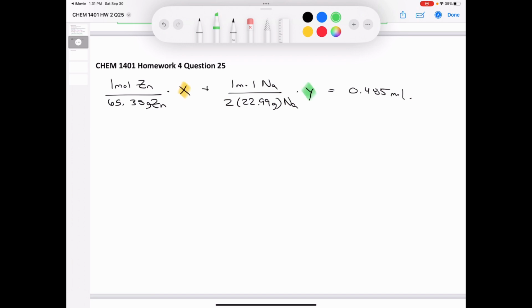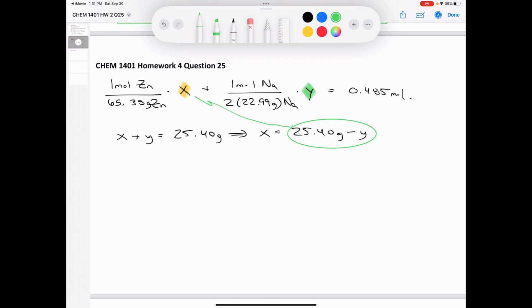So that equation has two variables in it, doesn't it? It has X and it has Y. It has the mass of our zinc and the mass of our sodium. So we're going to need a second equation that relates the mass of sodium and the mass of zinc. I'm going to put mass of zinc plus mass of sodium is equal to the total mass of the mixture, which is 25.40 grams. And I'm going to solve that for X. So X, which is my mass of zinc, is going to be equal to 25.40 grams minus Y. Now I'm going to take this 25.40 grams minus Y, which represents X, and plug it into the equation here so that I end up with only one variable. So I only end up with Y.